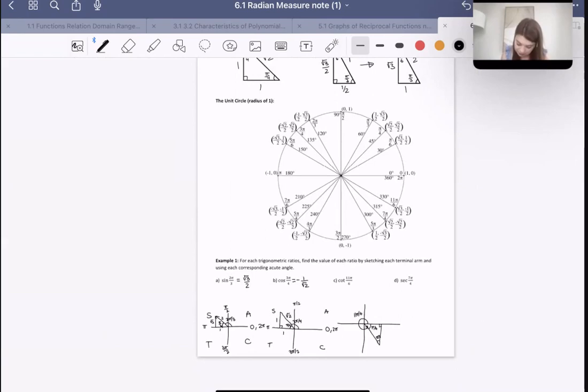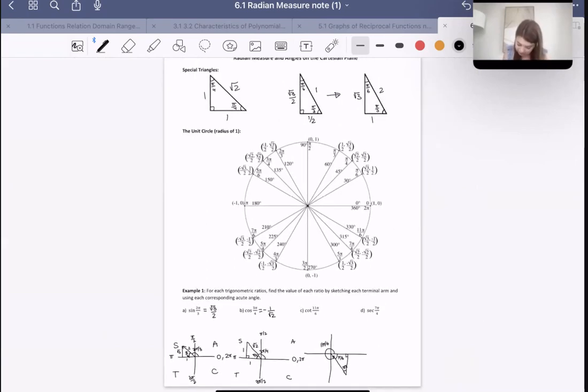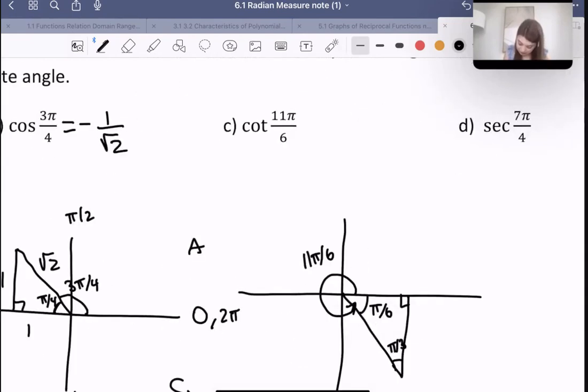On our special triangle, what is opposite to pi over 6? It's 1. And what is adjacent to pi over 6? Root 3. And the hypotenuse is 2.